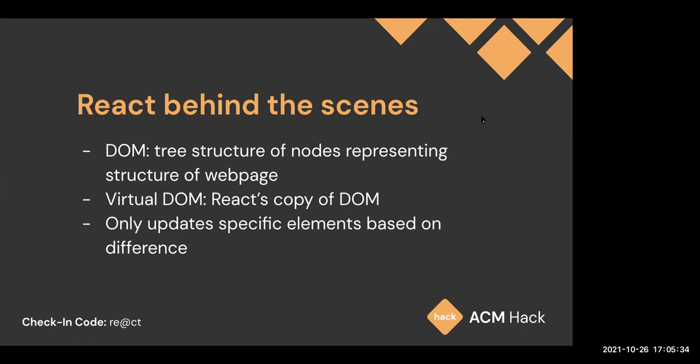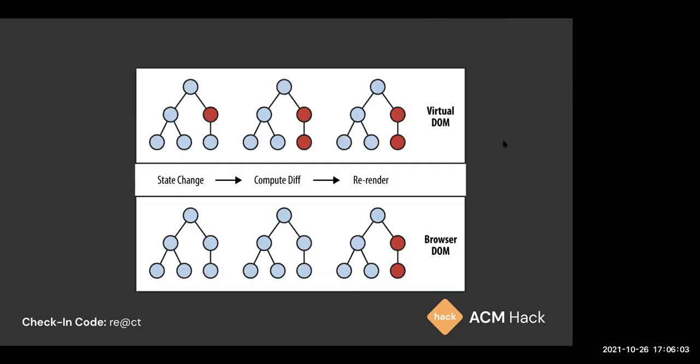And for React, why is React so efficient and fast at this? It's because React has a copy of the DOM, which is called the virtual DOM, and it really only updates when specific elements are changed. Instead of re-rendering the entire DOM each time, which could be costly and expensive, it'll compare whenever there's a change. And if there's a difference, it'll only update that specific node in the DOM. Cool, and this is just a diagram representing this.